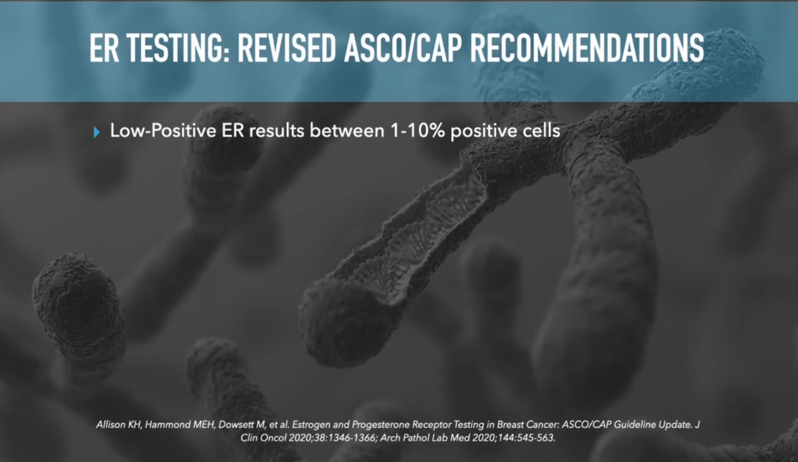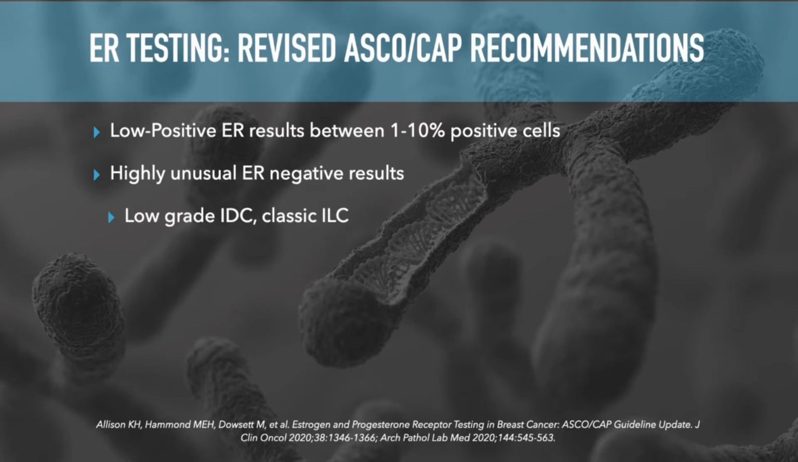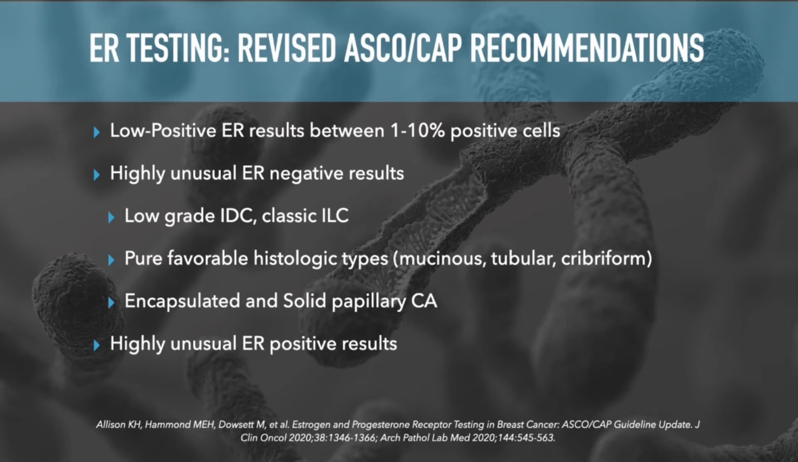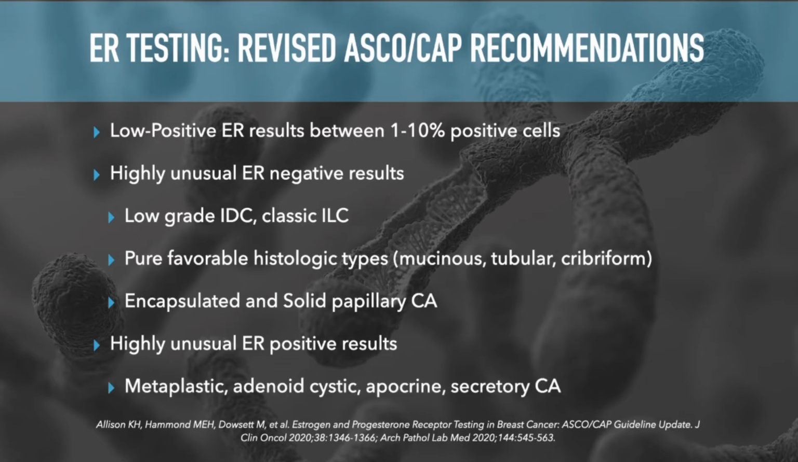Other recommendations are mostly for quality control and quality assurance. We have to troubleshoot cases where highly unusual ER negative results are reported, and these are usually the low-grade tumors, the pure favorable histologic types, and the papillary types. We also have to troubleshoot cases where there are highly unusual ER positive results, and these are the high-grade tumors, metaplastic and adenoid cystic carcinomas, apocrine, and secretory carcinomas, which are expected to be negative.